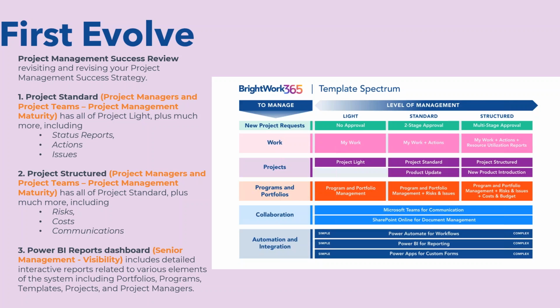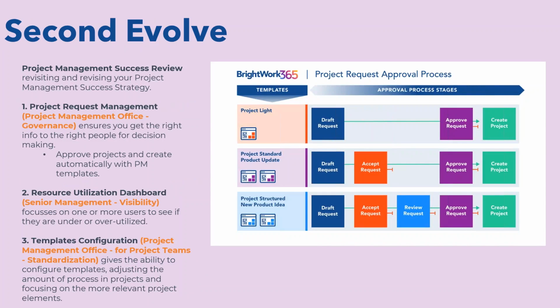And you'll see that's a theme we've had in the start, the evolve, and now we're going to look at a second evolve. We're targeting those audiences, giving everybody something on each turn of the wheel. So maybe you let the first evolve bed in. You support it, you help people with it, you gather feedback, and then, as it says in the top left, you do your project management success review, where you're revisiting and revising your project management success strategy.